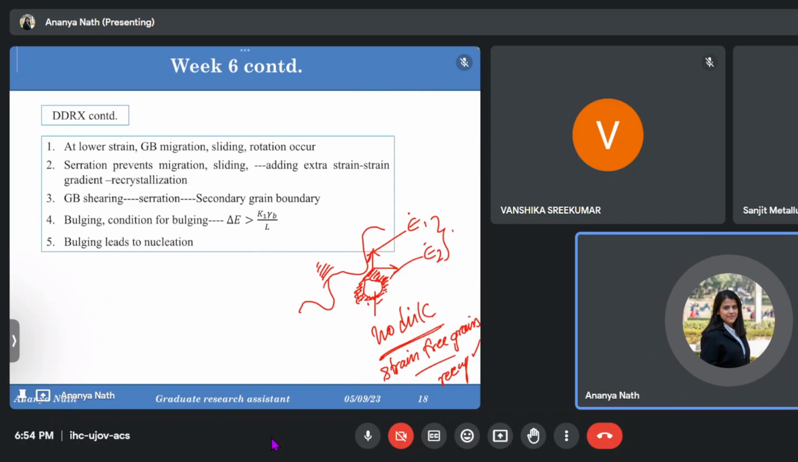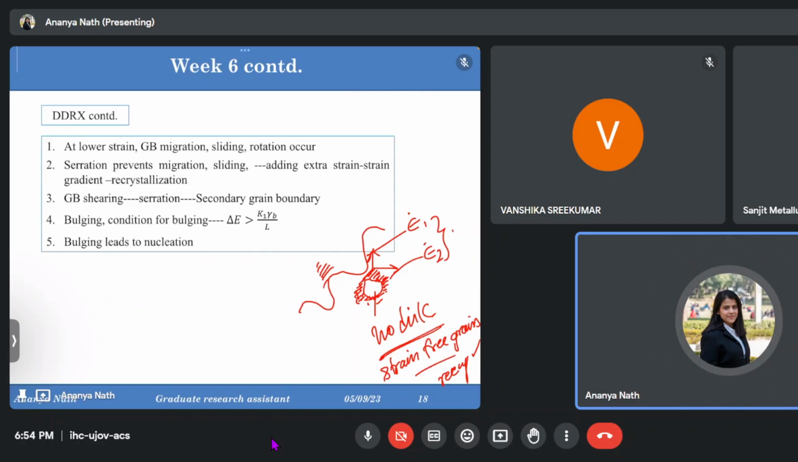Next is the grain boundary shearing, as I said, because of the serration. And if this is happening more and more with time, then secondary grain boundary may happen. Also, some secondary recrystallization may happen if we are doing it for a longer time. Secondary grain boundary means the boundary which has been made due to the serration and the migration of the cell structures formed by the dislocation pile-up.